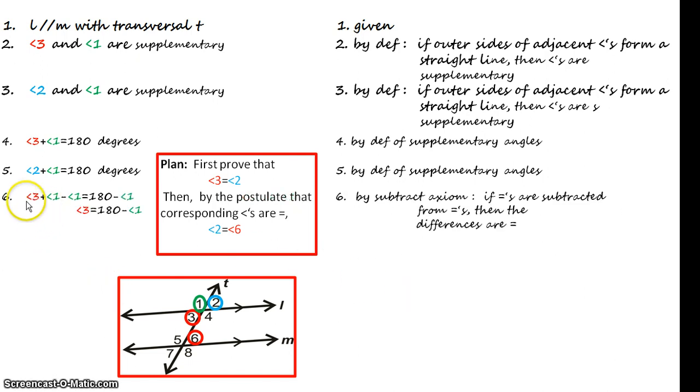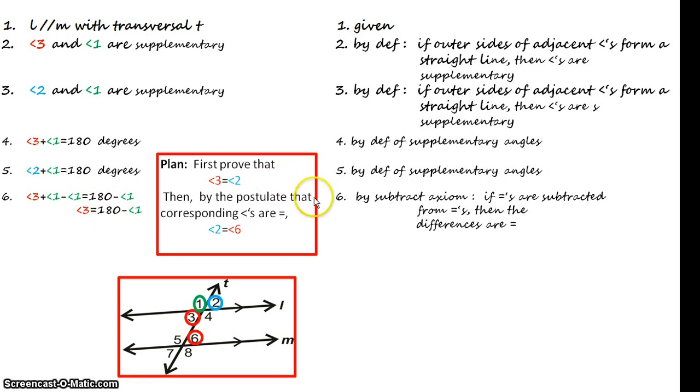So that's what we did. Angle 3 plus angle 1 minus angle 1, and we subtracted angle 1 on this side. These angle 1's drop out, and we're left with angle 3 equals 180 minus angle 1. Now, how are we able to do this? I know we do it all the time and take it for granted, but believe it or not, there's an axiom called the subtraction axiom that allows us to do this.